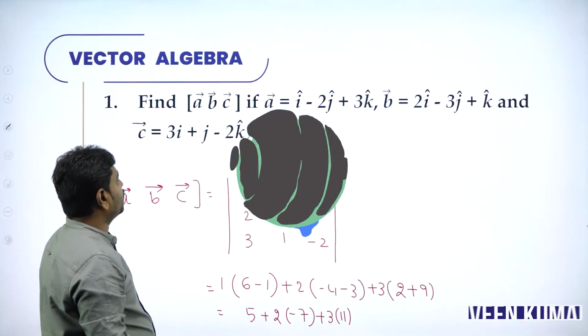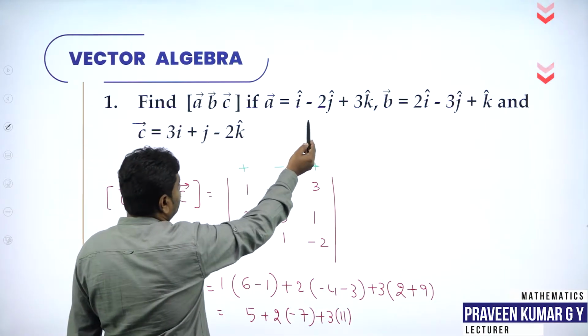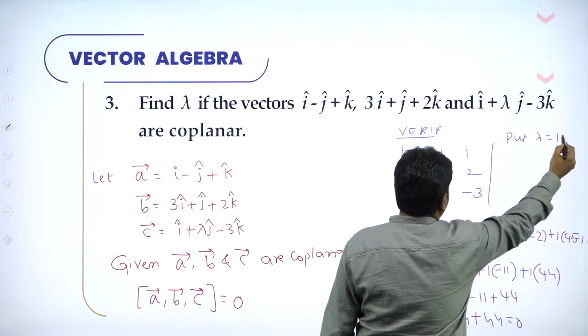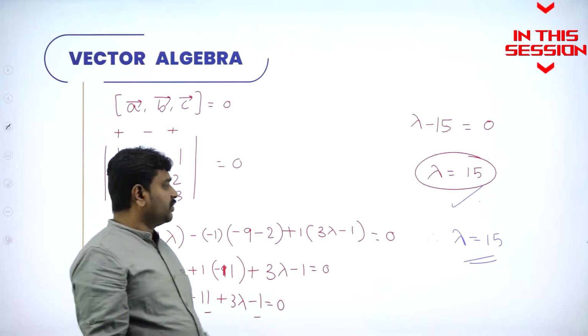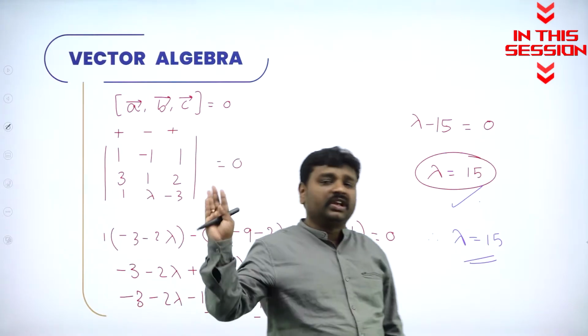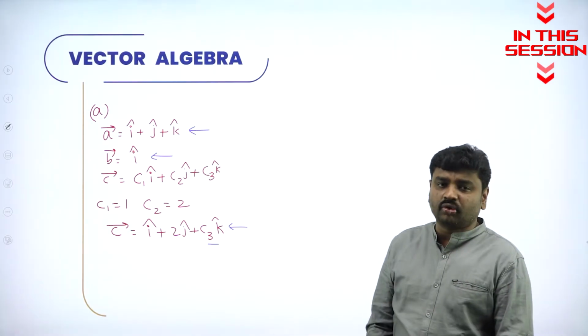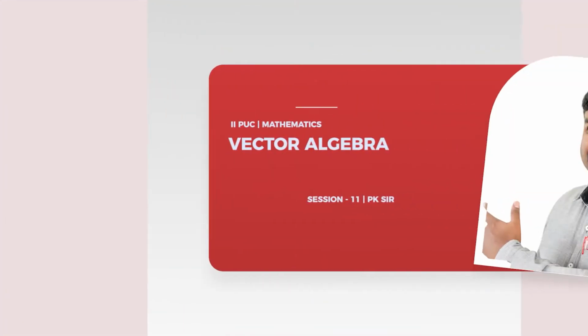So they want you to find the box product of three vectors. Vector A is 1i cap plus minus 2j cap plus 3k cap. So we have put lambda equal to what? 15, and we got 0. In board exam, if your lambda value is wrong, they don't give any marks. You know, if three vectors are coplanar, then their box product is 0.